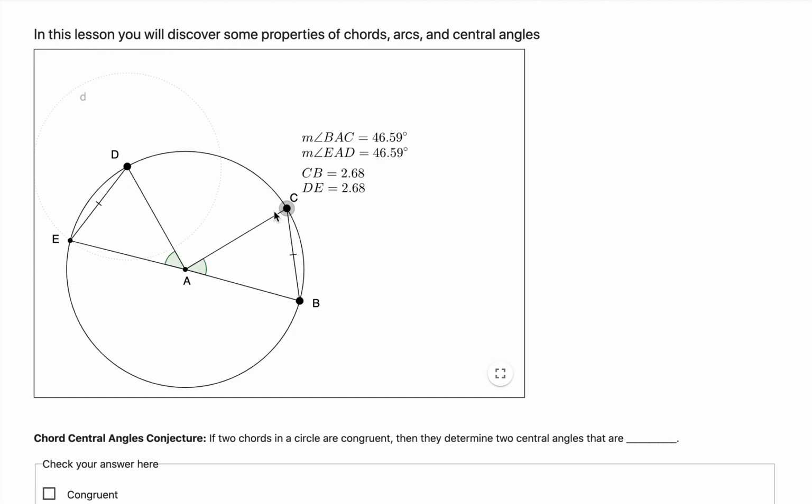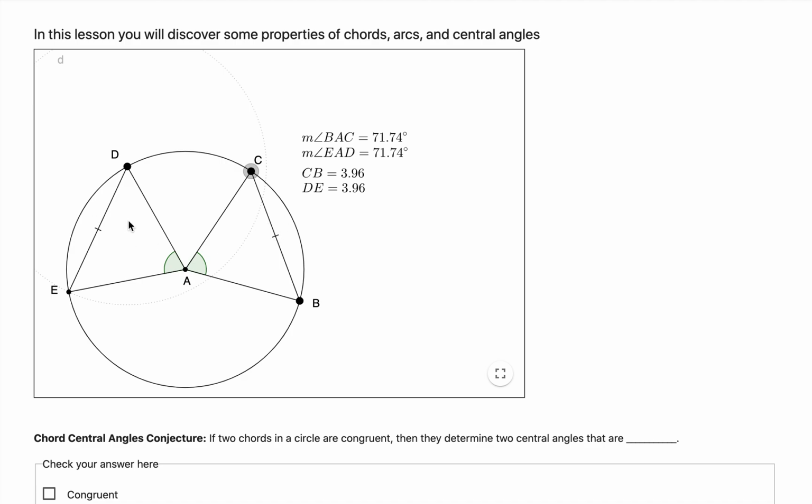I'll try to do the best I can, but know that you can go to this link and also play around with the circle yourself. So what we have here is a circle and two chords, chord DE and chord CB, that are congruent. Those tick marks indicate that these sides are congruent. So no matter how much I move them, you'll see that the chords still have those tick marks, making them congruent. What else do you notice is happening in this situation?